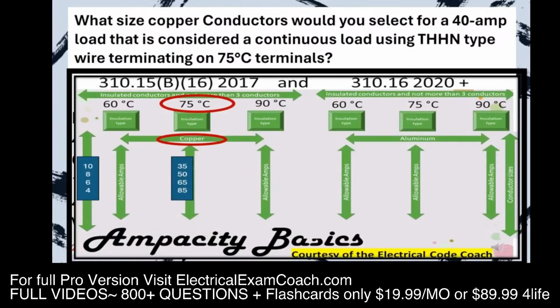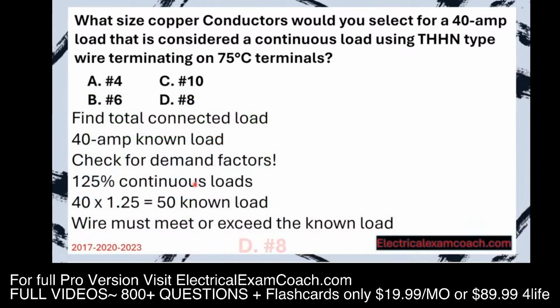We head over to our primary ampacity table. We're going to start on the left-hand side because they want copper conductors, and we're in the 75-degree C column. We come down and we find a wire that meets or exceeds our load, and we're going to put it on a number 8. Great job.